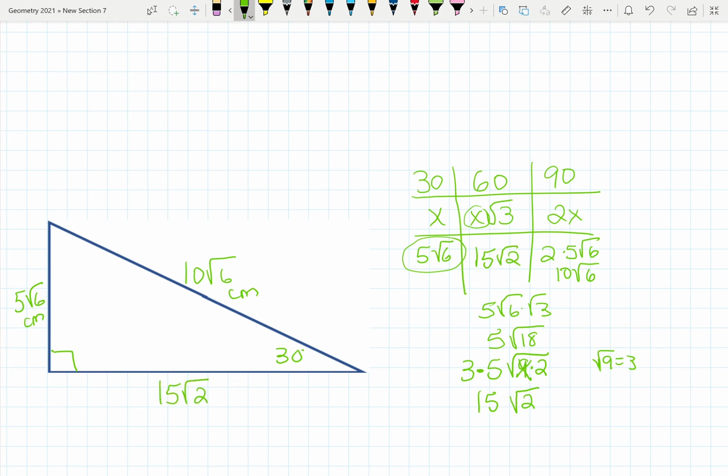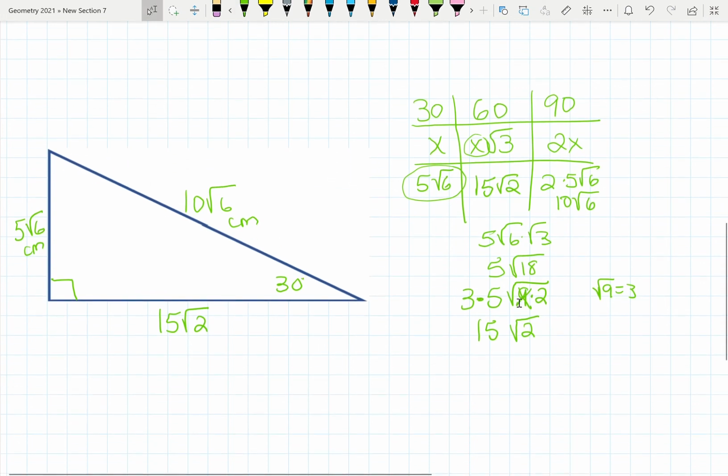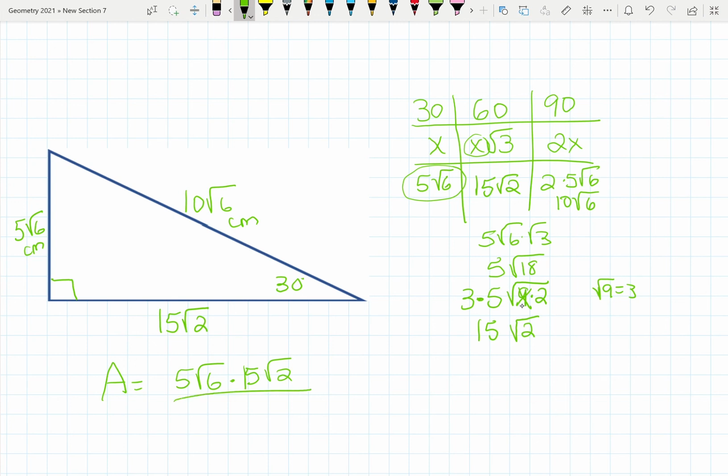Okay? So now that I have all those lengths, I can find the area and the perimeter. The area of the triangle is base times height divided by 2. So 5 square root of 6 times 15 square root of 2 divided by 2. I said 15 square root of 6, I meant 5. So I can multiply the 5 times 15. I'm going to get 75. So 75 square root of 12, because now I'm multiplying the two square roots by each other, divided by 2.